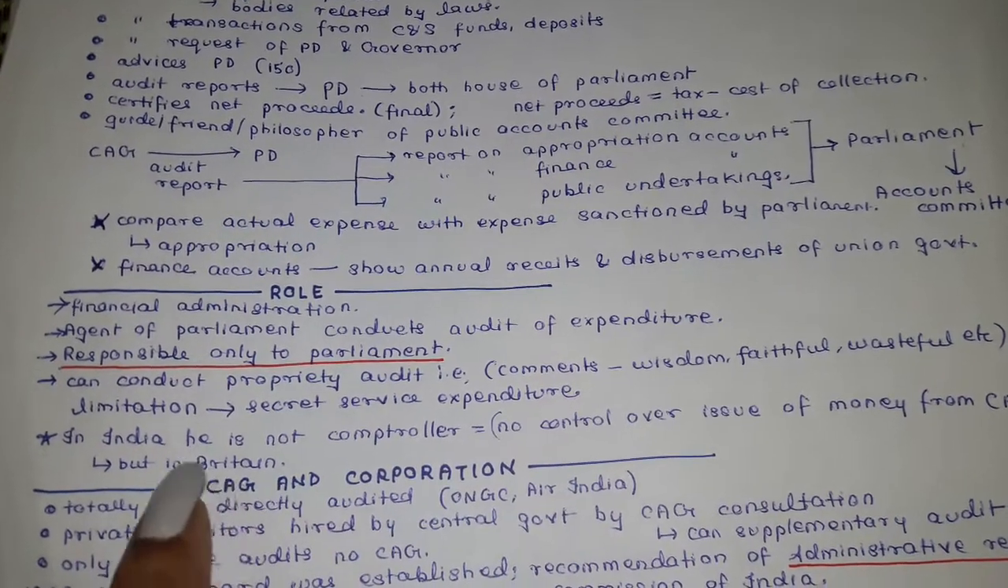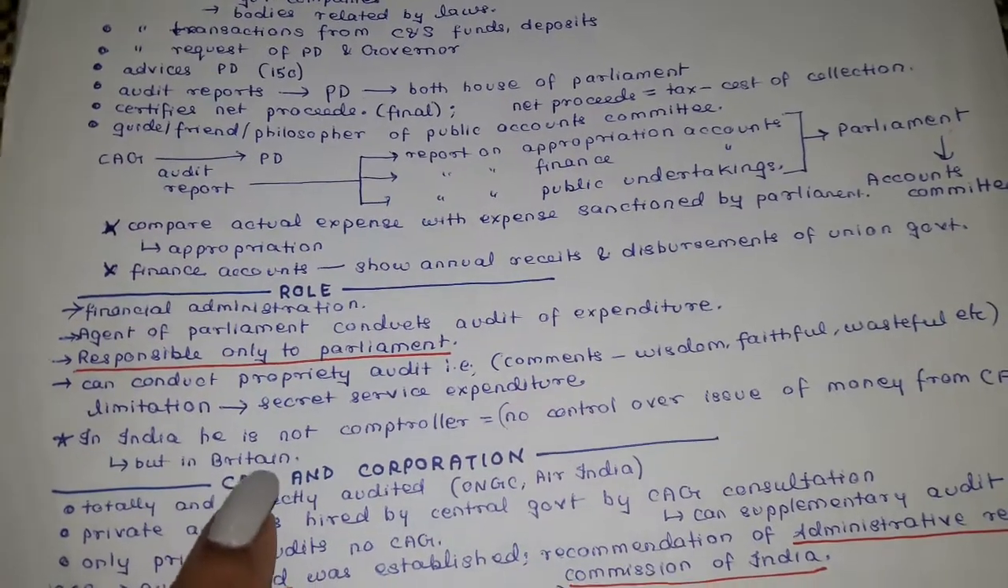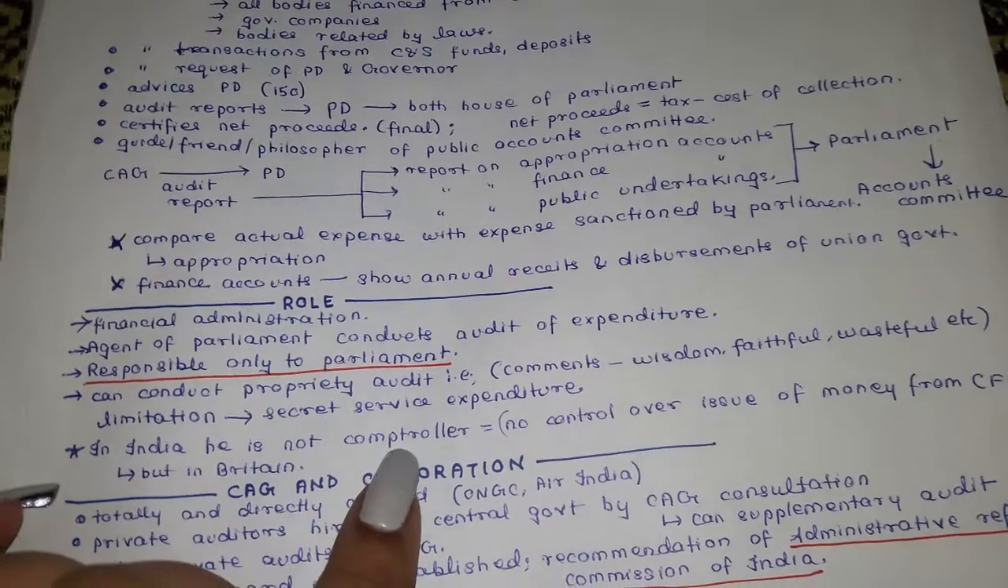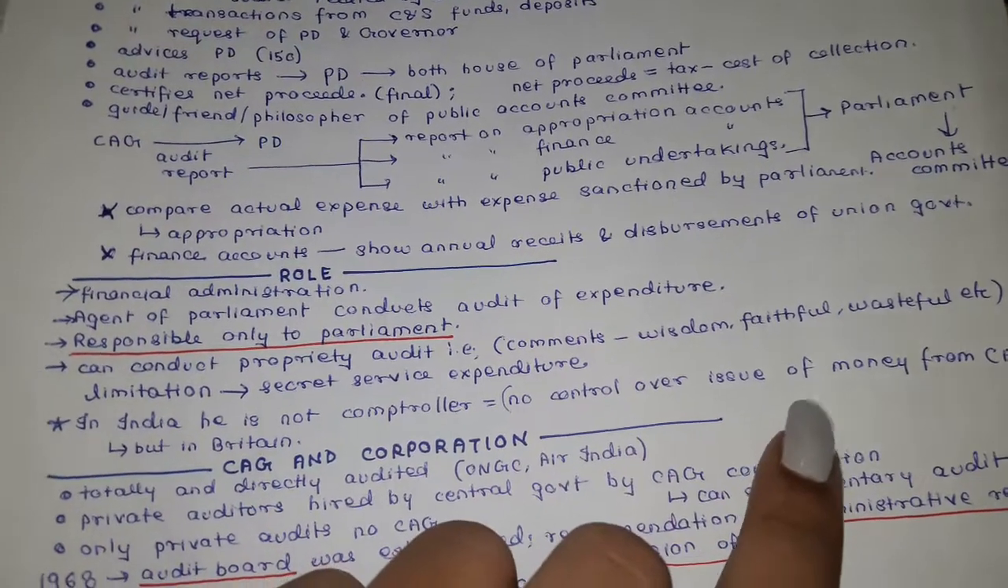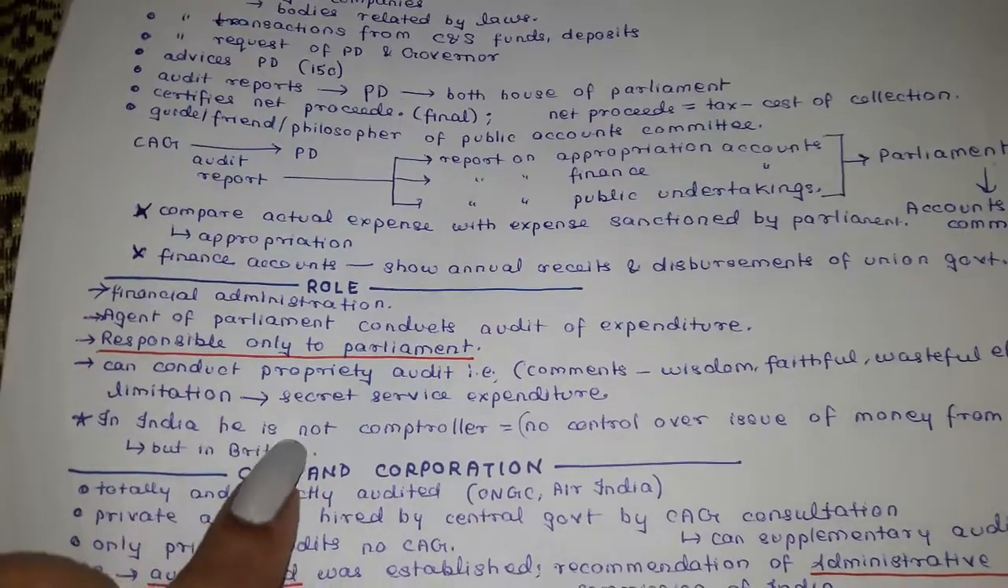But in Britain they have a bit different system. Okay, in Britain it is mandated that the comptroller's permission is mandatory in order to take out money from the consolidated fund. Okay, this is an important thing to remember.